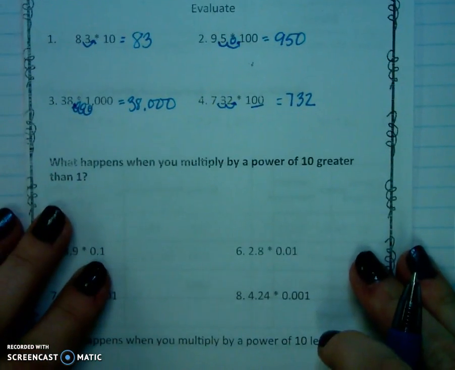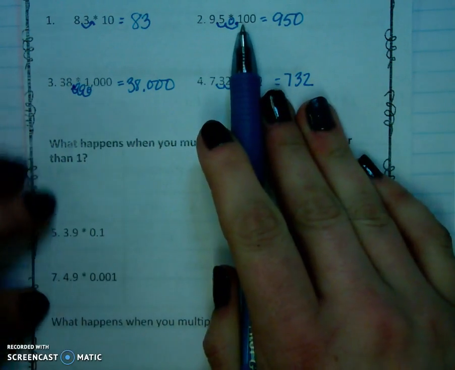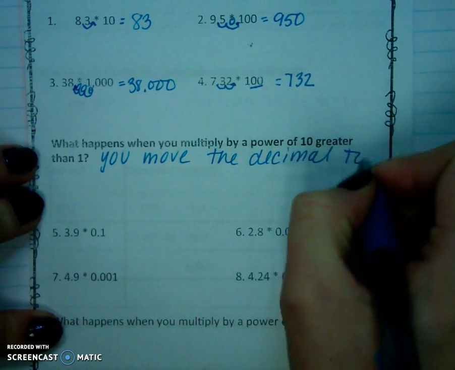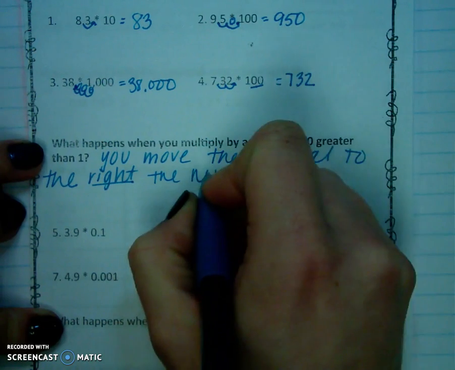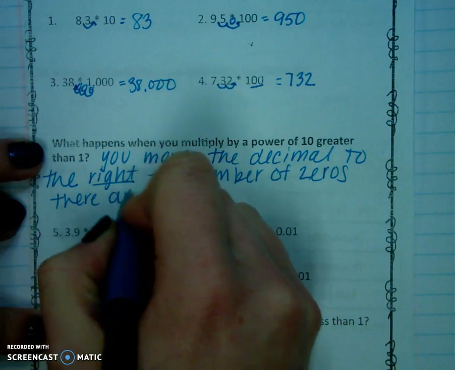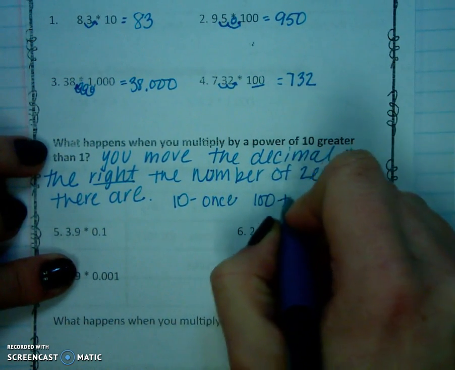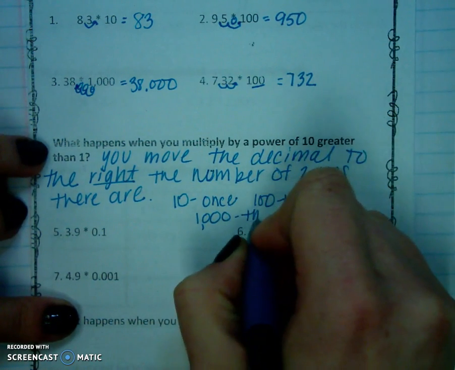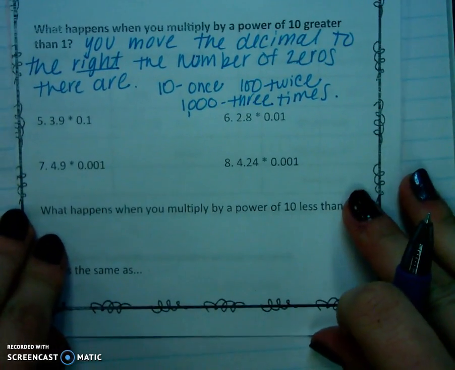So what happens when you multiply by a power of 10 greater than 1? Each of these powers of 10 were greater than 1. Well, we just found out that you move the decimal to the right the number of zeros there were. So if the number was 10, we moved once. If it was 100, we moved twice. 1,000, we moved 3 times. Good.